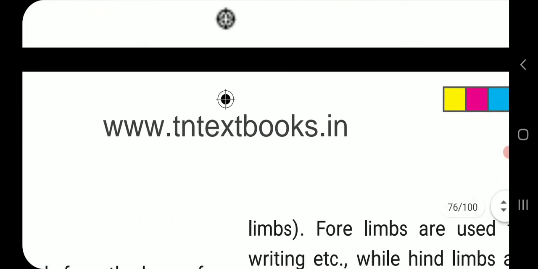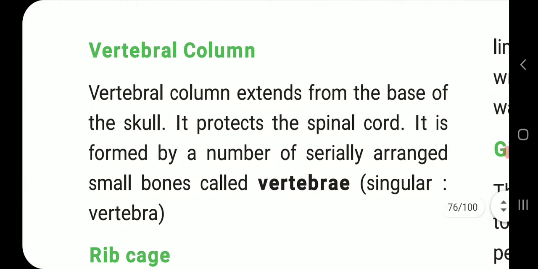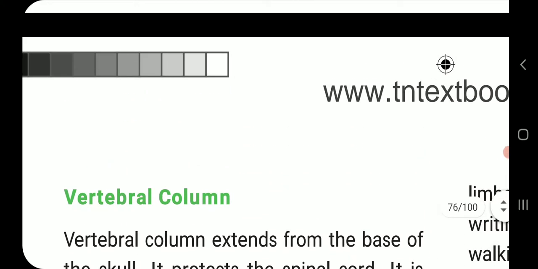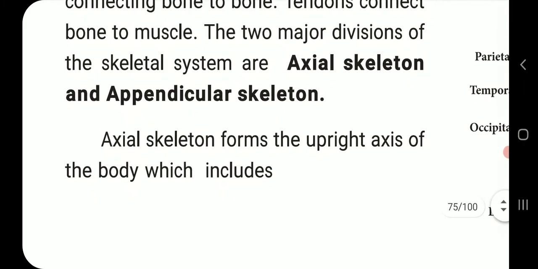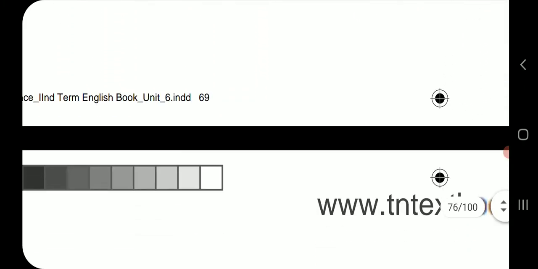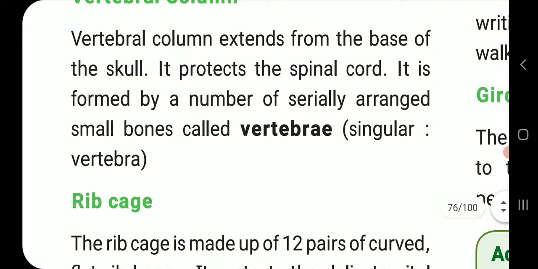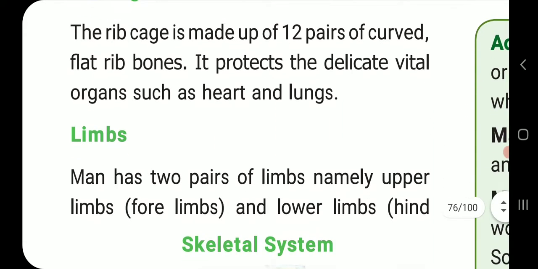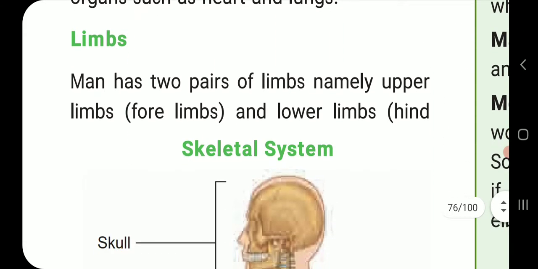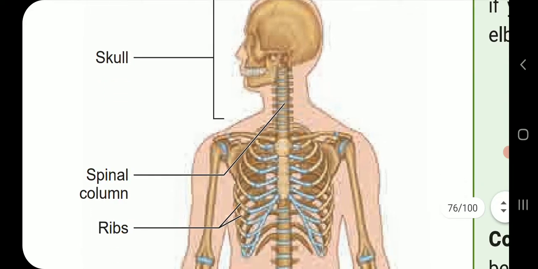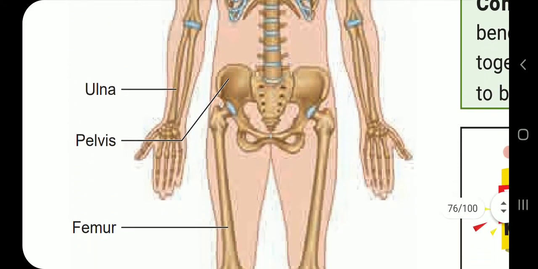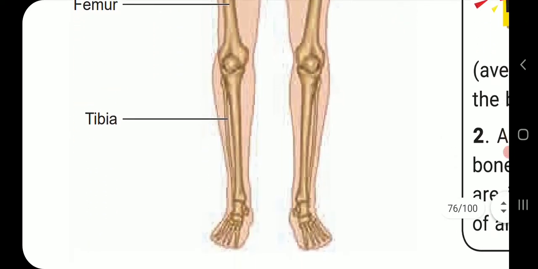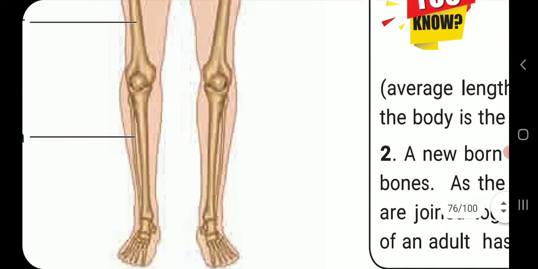Now coming to the vertebral column. The axial skeleton we have seen, and then the vertebral column, rib cage and limbs come under the total skeletal system. Now we have the skull, spinal column, ribs, pelvis, femur, and then tibia.